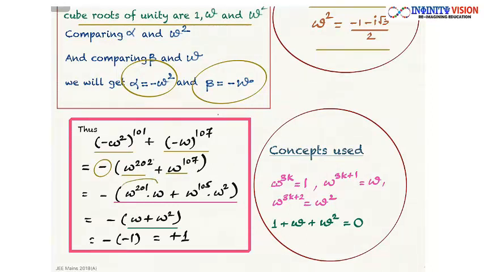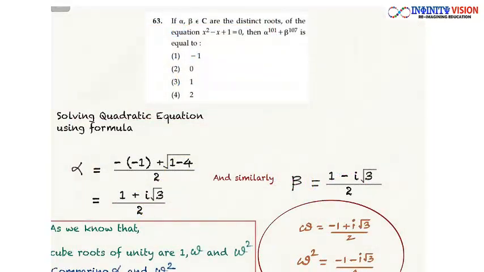Omega to the power 202 can be written as omega to the power 201 into omega, where omega to the power 201 is a multiple of 3, and omega to the power 107 can be written as omega to the power 105 into omega square. As we know, omega to the power 3k is going to be 1, so omega to the power 202 would be replaced by omega, and omega to the power 107 would be replaced by omega square. As we know, the sum of 1 plus omega plus omega square is equal to 0, so we can say omega plus omega square will be equivalent to minus 1, and minus of minus 1 is going to be plus 1. So our final answer is going to be option 3, that is 1.